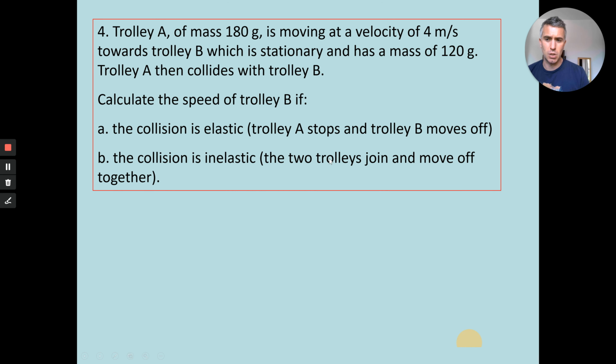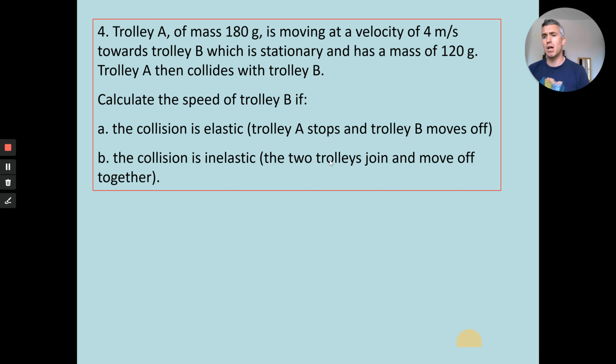Okay, so now is a chance for you to practice some of those questions. It's a really simple equation. You just have to remember mass times velocity is momentum, and whatever the momentum is at the beginning, you have to have it at the end. So just make sure that happens.